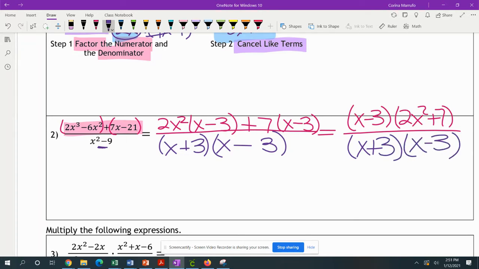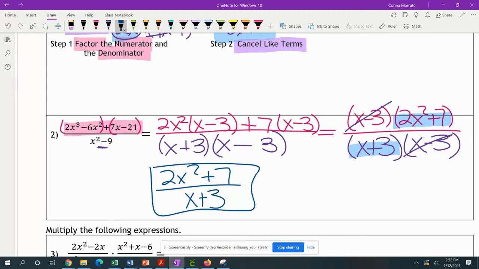And then we go ahead and cancel. So the x minus 3's cancel each other out, and we write whatever's left over. So on the top, I'm left with the 2x squared plus 7. And on the bottom, I am left with x plus 3. And that's it. That's my answer.